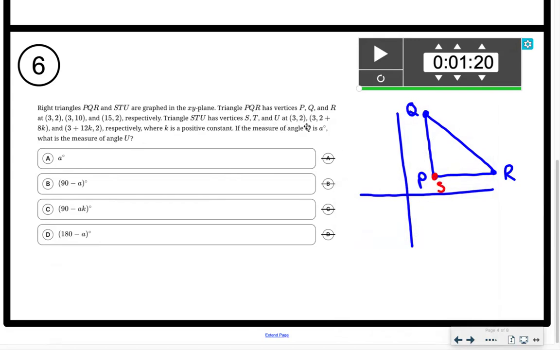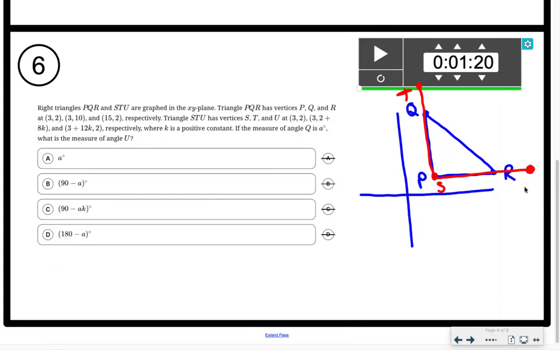Okay. And then T is going to be at 3 comma 2 plus 8k. All right. Well, notice that if k were 1, then this would just be at 10. So it's going to be up here somewhere. I don't really want to go too far up, but it'll be some multiple of 8 plus the 2. All right. So that is where T is going to be. And then likewise, or sorry, my bad, U is going to be 3 plus 12k comma 2. So that's just along here somewhere.